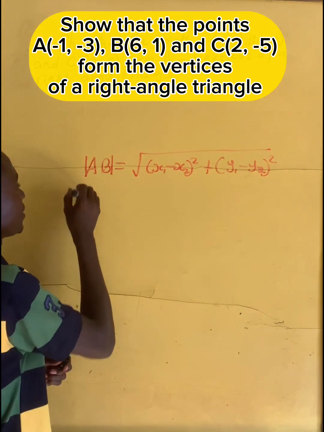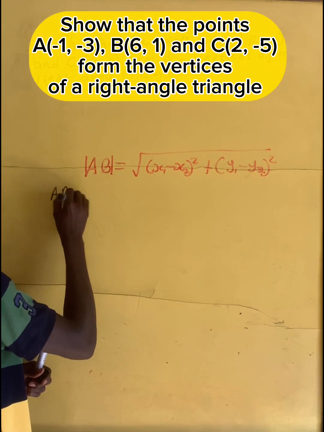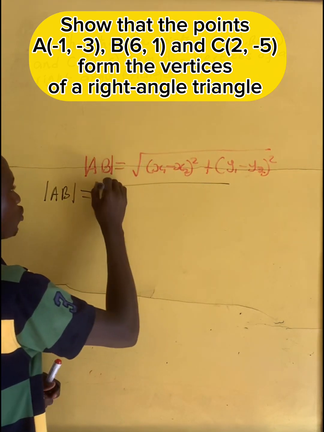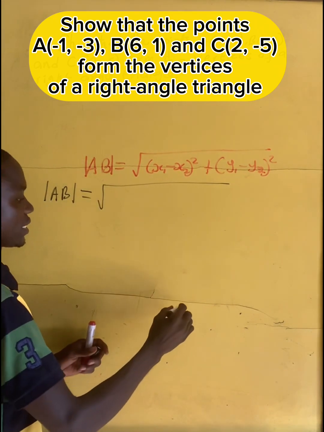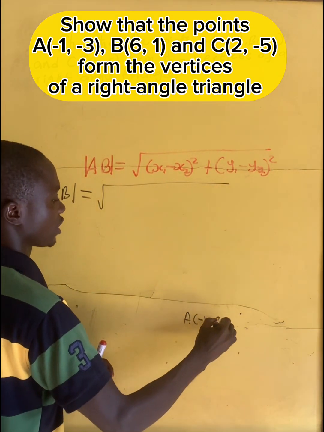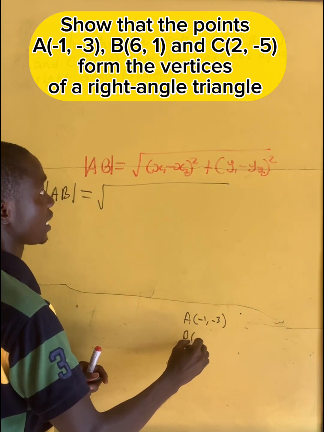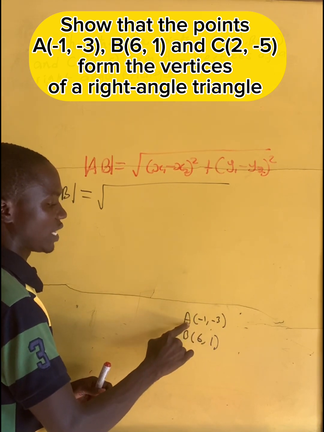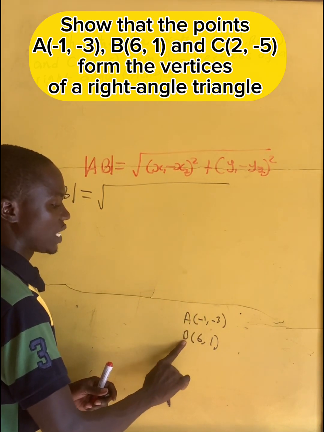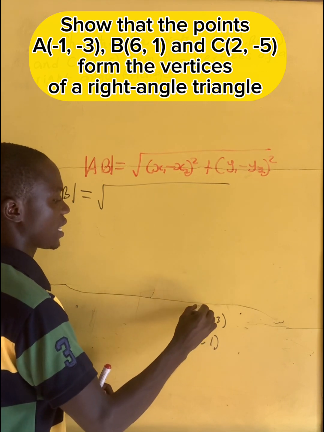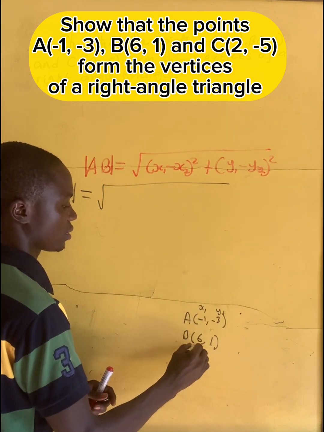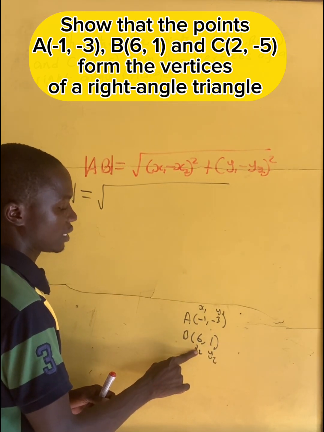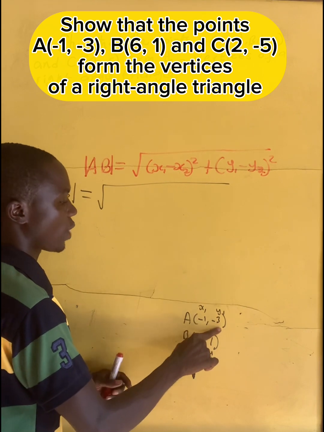So if I take AB, then this is what I'm going to write. The square root of, let's take the points A, -1, -3, then the point B is 6 and 1. So these are the coordinates. The coordinates of A are -1, -3. The coordinates of B are 6 and 1. So I name here x1, y1, x2, y2.